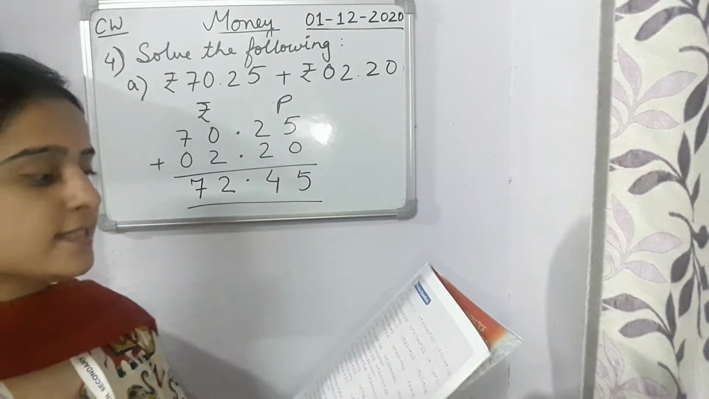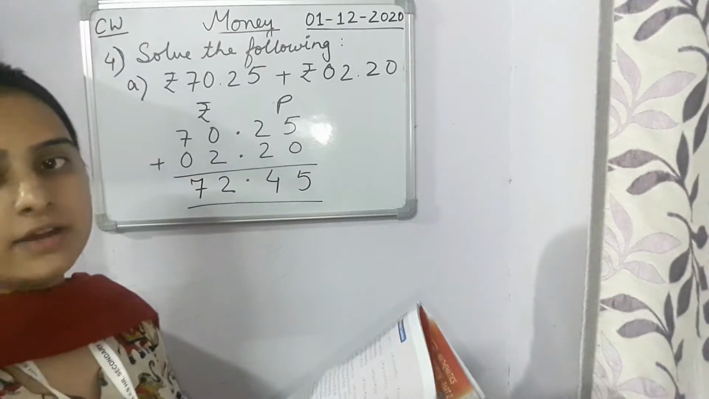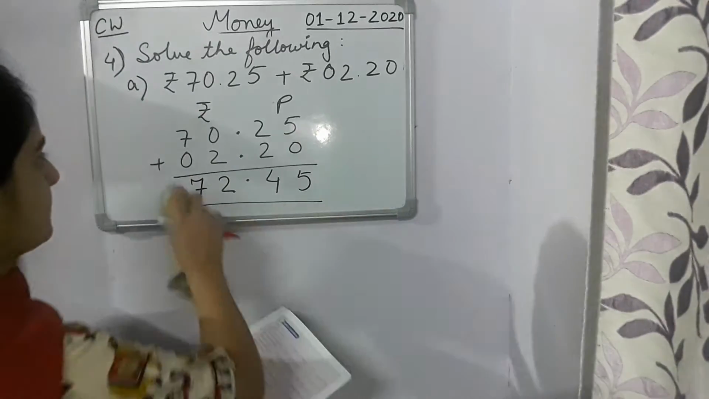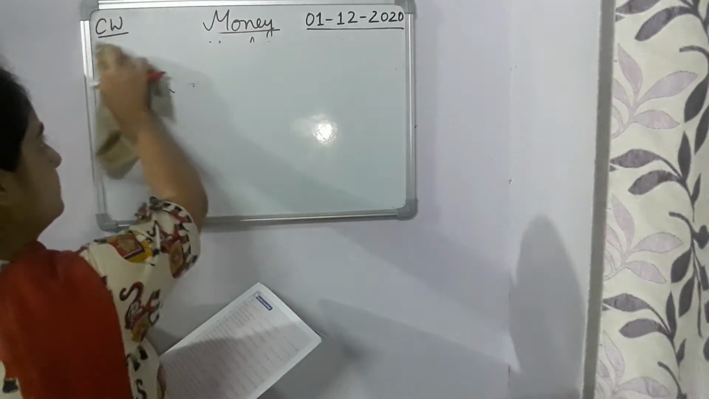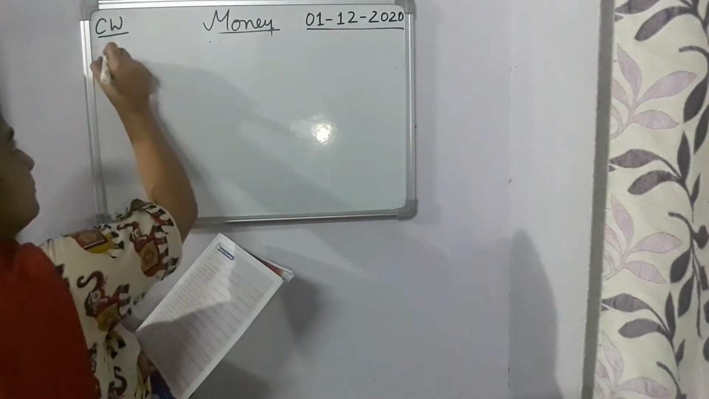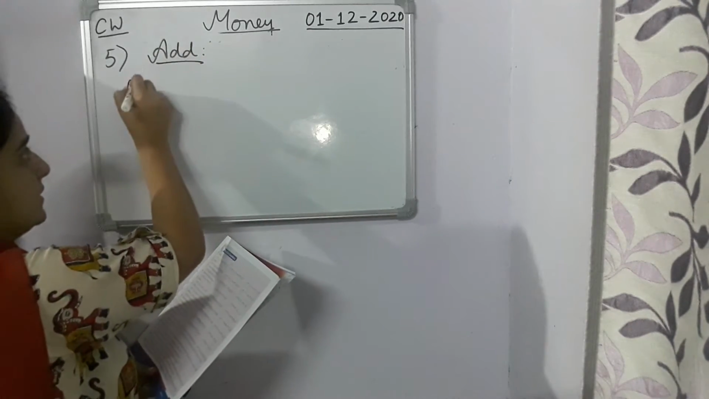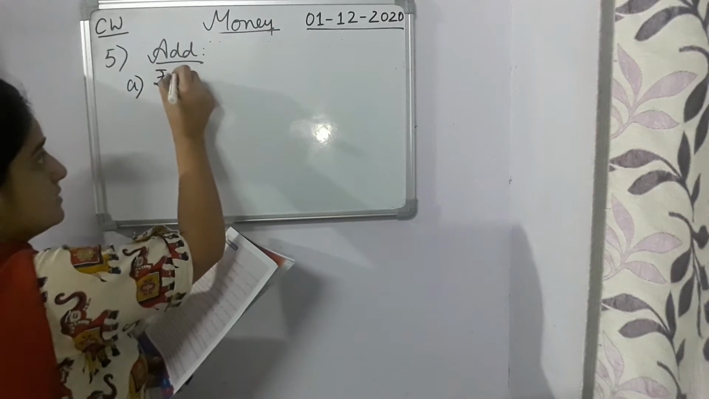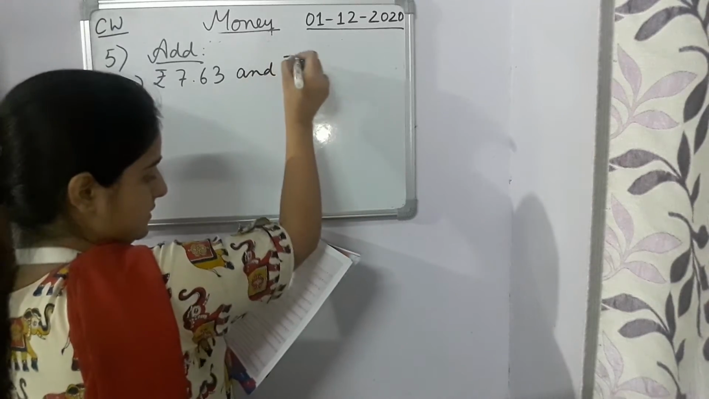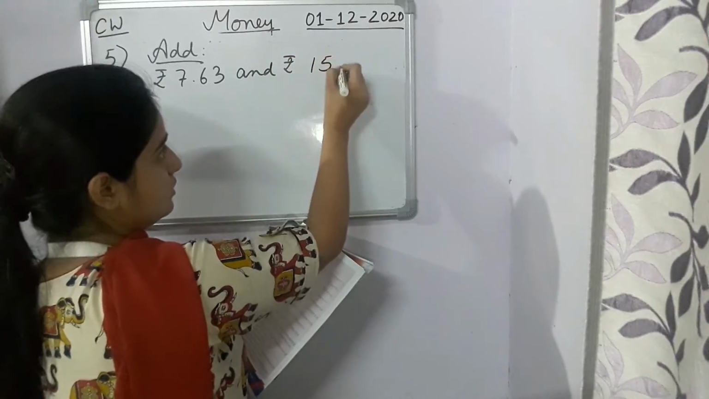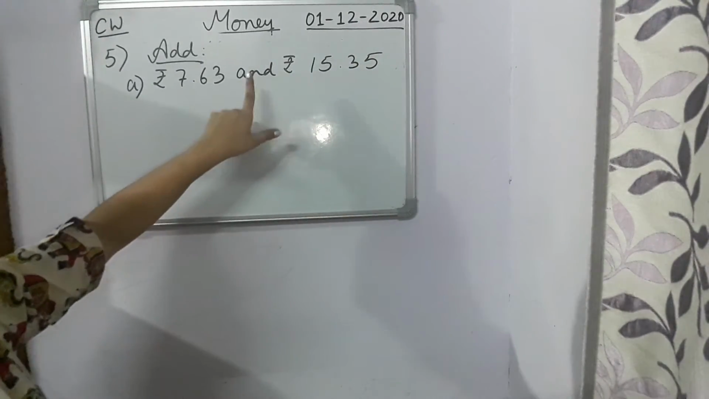Number 5. It is also addition, children. So I'll show you one, and rest you can do it as homework. Number 5. Addition. A. Rupees 7.63 and rupees 15.35. So children, here 'and' means addition, right? So we are going to do addition.